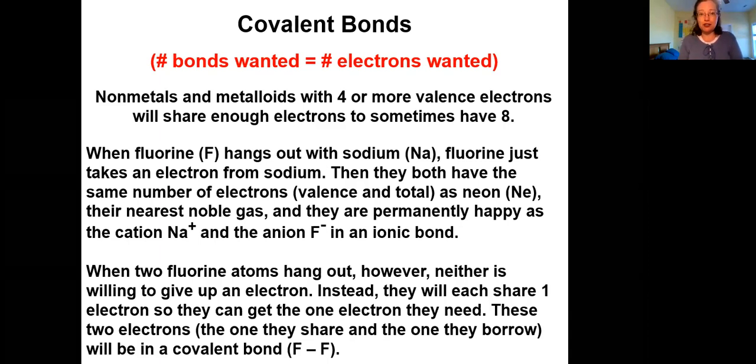Instead, they will each share 1 of their valence electrons. If they share 1, they get 1 from the other atom. They share 1 electron so they can get the 1 electron that they need. These 2 electrons, the one they share and the one they borrow, will be in a covalent bond.